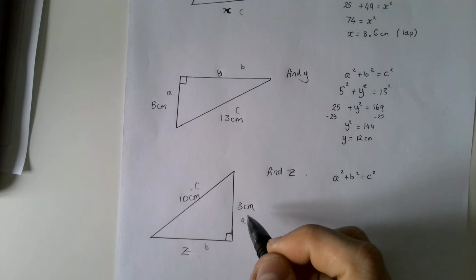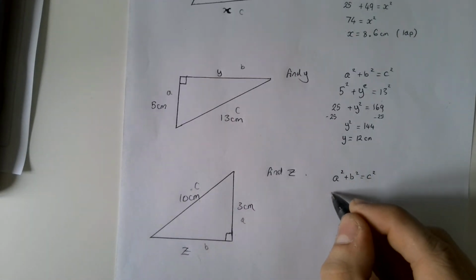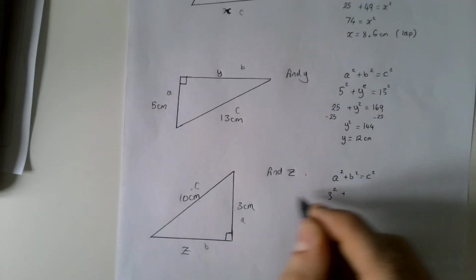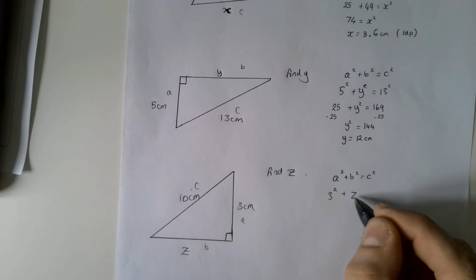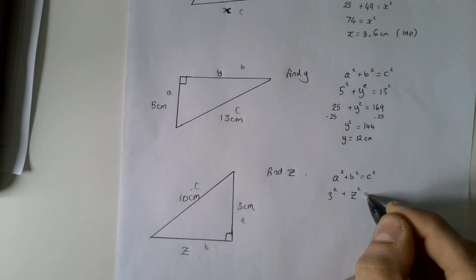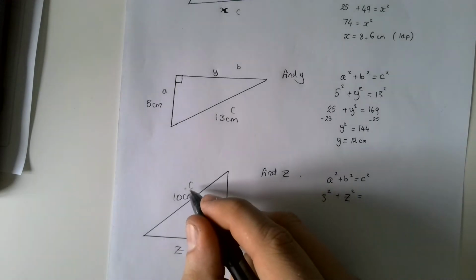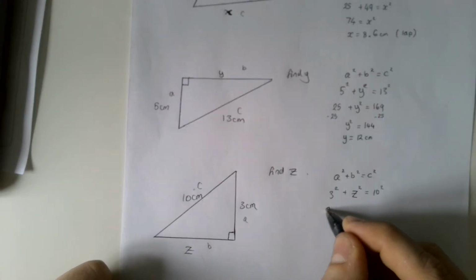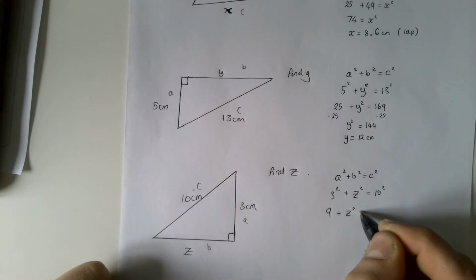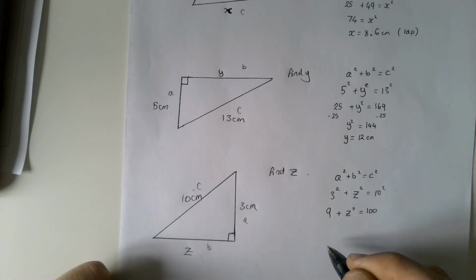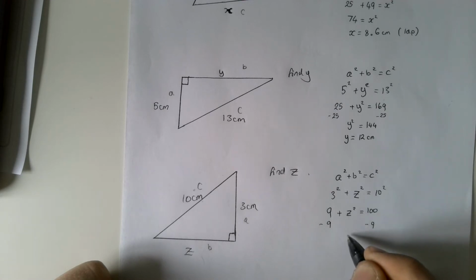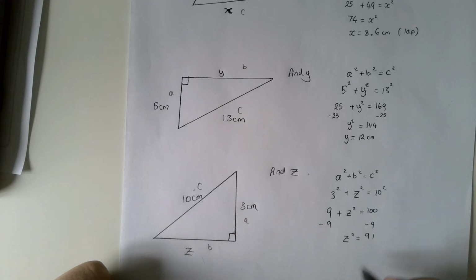So, a, I can see, is already labelled as 3. So I'm going to have 3 squared plus, let's find where b is, it's down here. So that's going to be z squared is equal to, c's here, 10 squared. I'm going to evaluate that the best I can to give me 9 plus z squared equals 100. Let's rearrange to get it so I've just got my z squared by itself. That gives me z squared equals 91.